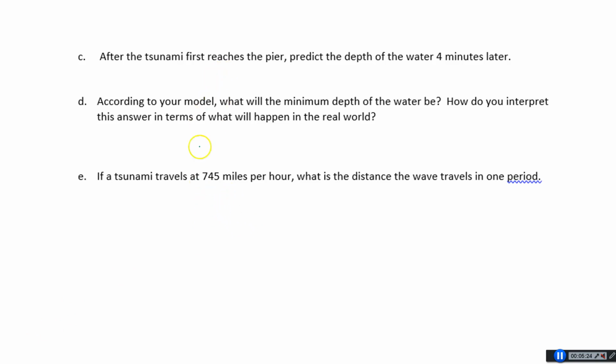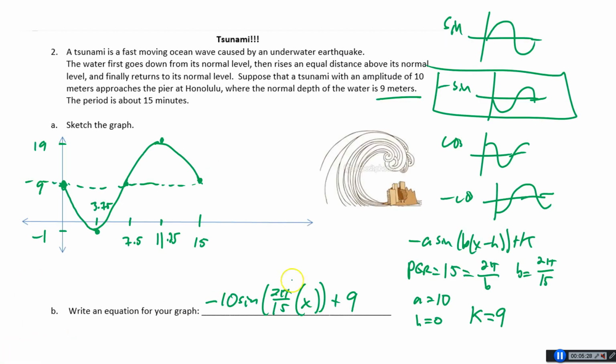Okay, so after the tsunami first reaches the pier, predict the depth of the water 4 minutes later. What we're going to do for that is just plug 4 right into your equation. To do that, I grab a calculator. I do 4 times 2 pi, so 8 pi over 15, take the sine of that value, multiply by negative 10, and add 9 to it. At 4 minutes, we should be somewhere right about here. It's probably going to be pretty close to 0, so the depth of the water is probably pretty close to 0 at 4 minutes.